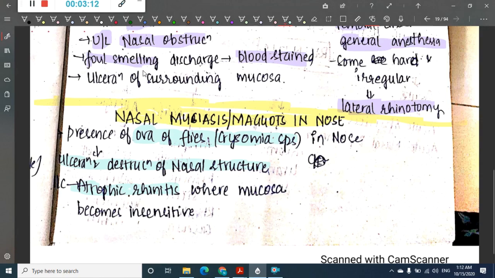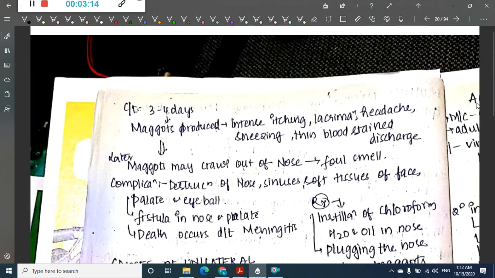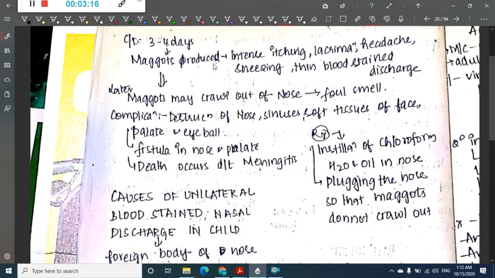Next, within 3 to 4 days these maggots are produced, and this will lead to intense lacrimation, itching, headache, sneezing and thin blood stained discharge. Later the maggots crawl out of the nose, giving rise to foul smell.